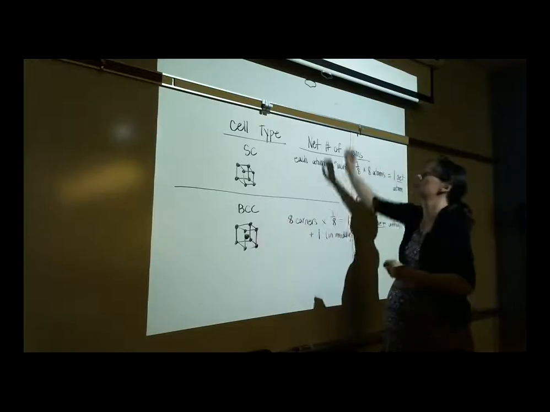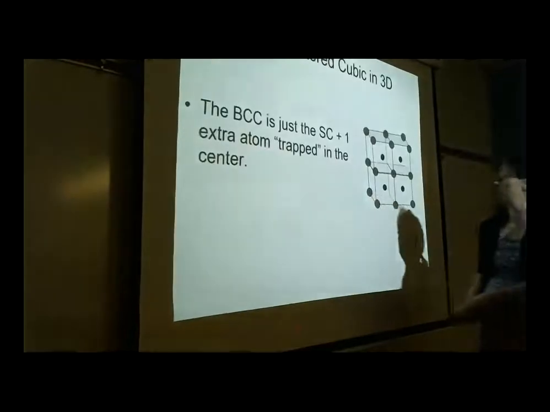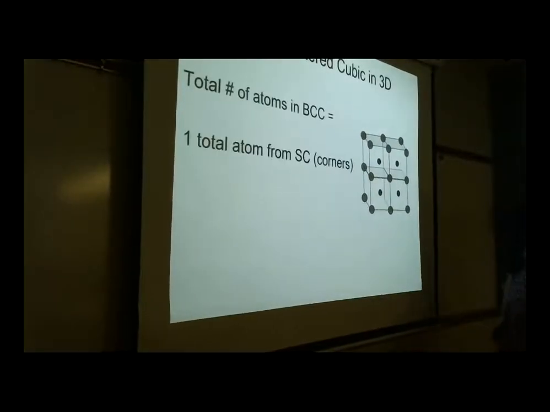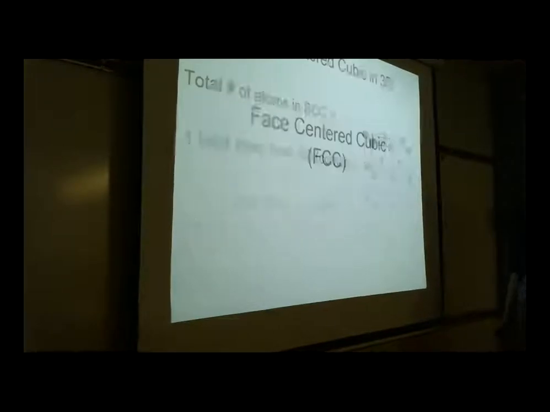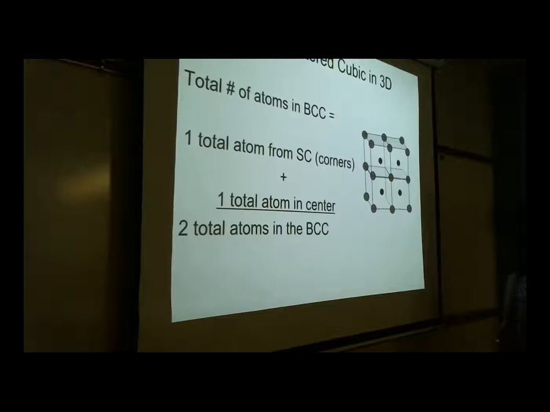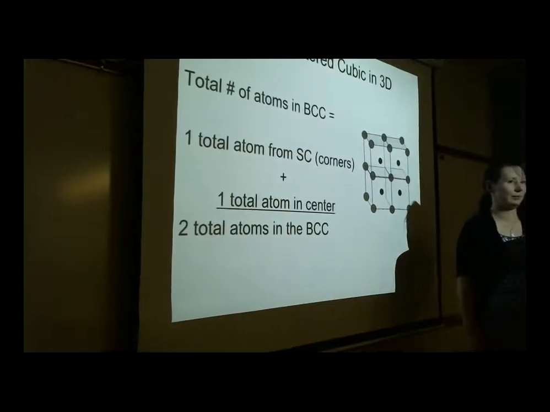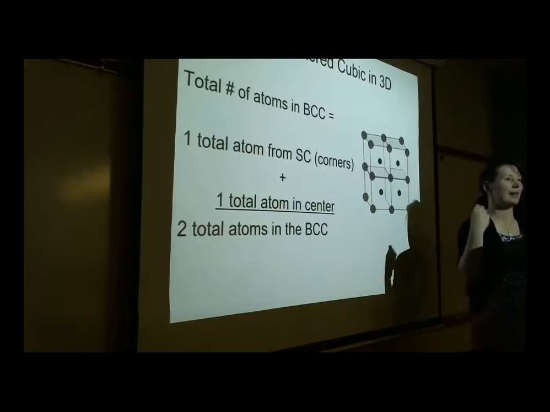Just try it there. So, figures from your book. Oh, I didn't have one from your book, just my rendition. Is everybody good on body-centered cubic? Does everybody understand why the net total is 2?